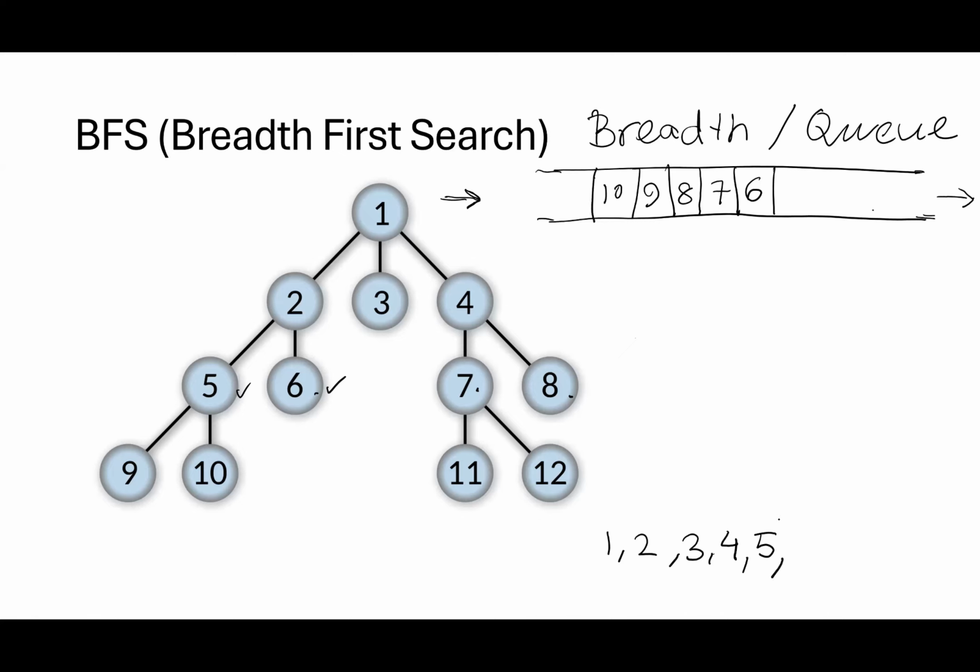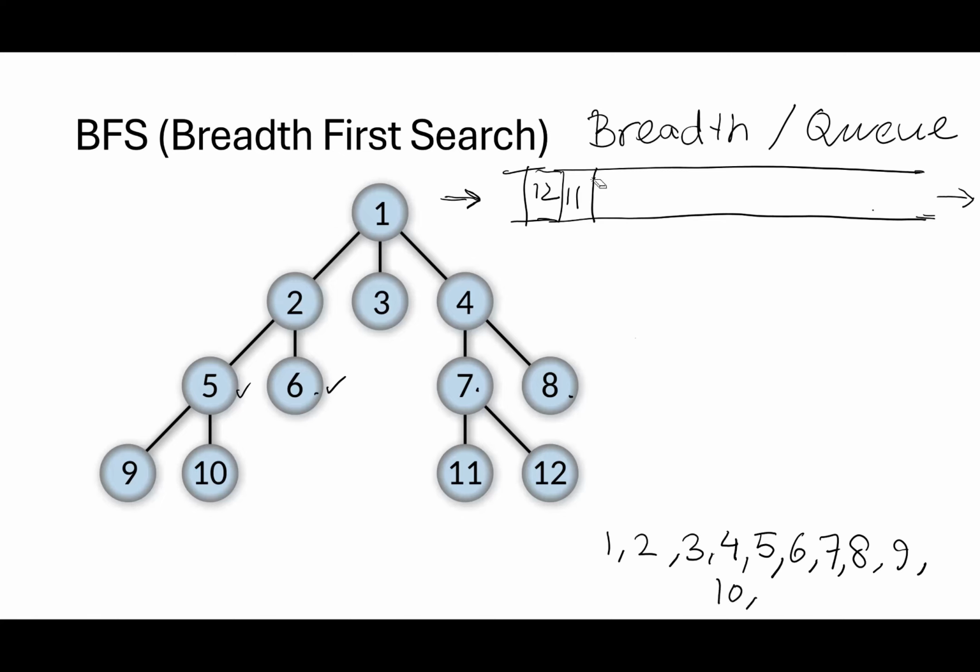Okay, next we take out 6. 6 doesn't have any children, so nothing else goes into the queue. Okay, so 6 is done, taken out. Next we take out 7, and 7 has 2 children, which are 11 and 12, right? Okay, next we take out 8. 8 doesn't have any children, so we're done. We take out 9. 9 doesn't have any children, so nothing goes into the queue. We take out 10.